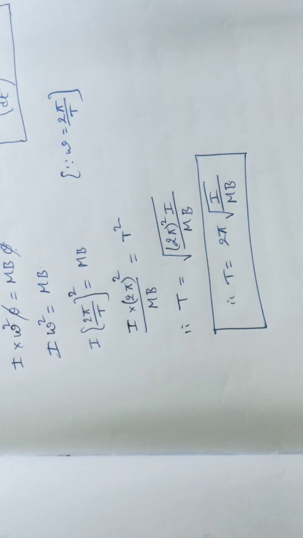These are the things. Only two concepts were discussed: one is about the solenoid and another one is the oscillating magnetic needle in a uniform magnetic field.